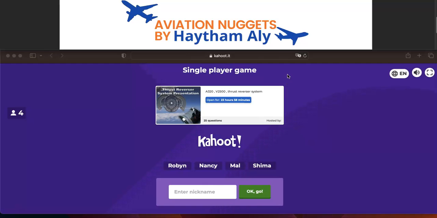What about the latch mechanism? What about the actuators? How will the thrust reverser be deployed, hydraulically or pneumatically or what? And which computer controls the thrust reverser operation? Okay, everybody, let's join the quiz now and have 25 questions on the thrust reverser system.